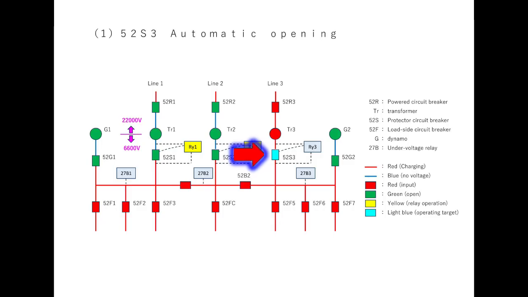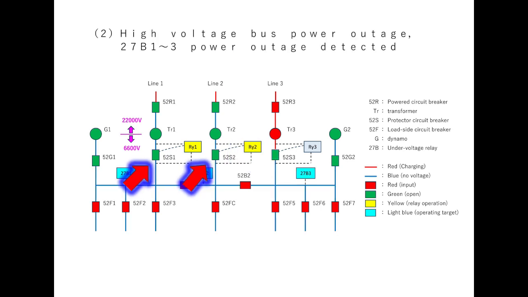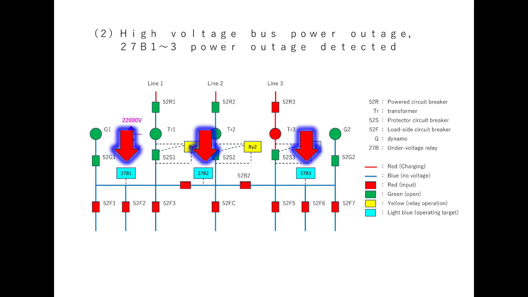When the power outage sequence starts, 52S1 to 3 will automatically open. Since 52S1 and 52S2 have already been automatically opened, the remaining 52S3 will automatically open. Then, the high voltage bus will lose power. Due to a power outage on the high voltage bus, under voltage relays 27B1, B2, and B3 are activated. When there's a power outage, it operates because the voltage falls short of its normal level.